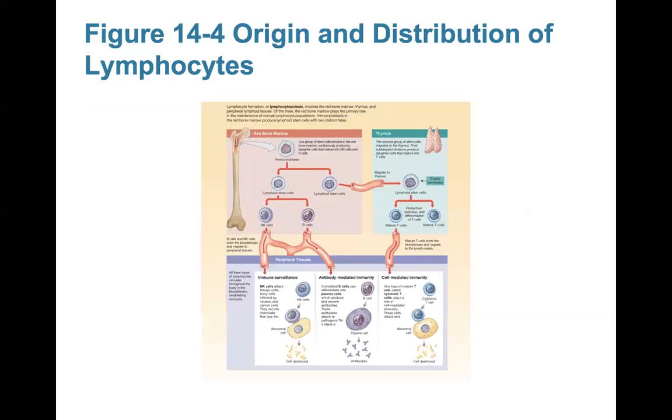And here we can see the origin and distribution of lymphocytes. Again, they're all developed in the bone marrow. B cells and natural killer cells will mature within the bone marrow and then go into circulation. The T cells will be formed in the bone marrow, but they will mature in the thymus and then go into circulation. And here we can see our natural killer cells with immune surveillance, our B cells with antibody-mediated immunity, and then our mature T cells, which is cell-mediated immunity.